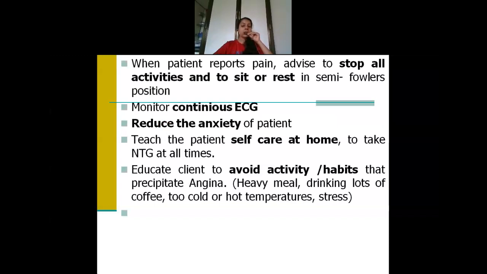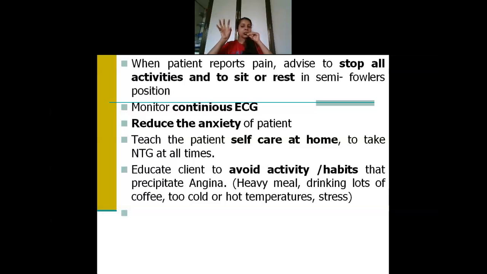Tell the patient that whenever they are experiencing pain, they have to take rest and they can sit or maintain a semi-Fowler's position. Continuously ECG has to be taken, reduce the anxiety of the patient, and self care has to be taught at home. Immediately when they experience chest pain, they have to take nitroglycerin. It should be readily available, not that you tell someone to get the tablets when they are developing the chest pain. Remember that all these emergency medications have to be available at home.